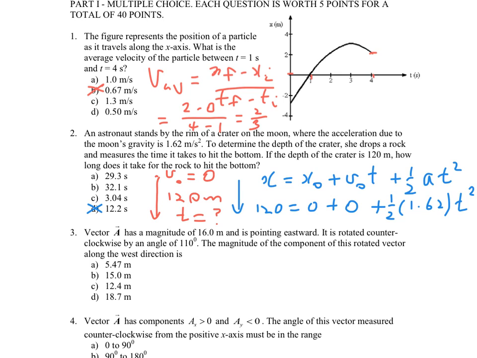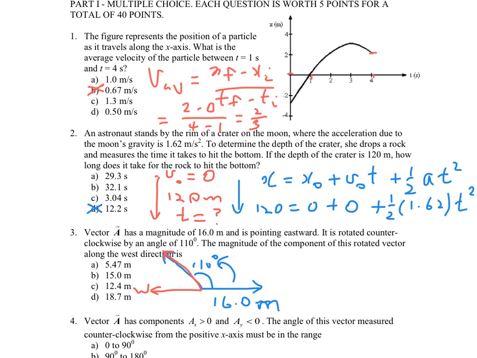Number 3, vector A has a magnitude of 16 meters and is pointing eastward. So I'm going to draw that. Pointing eastward, 16 meters. Now, if you rotate it counterclockwise by an angle of 110 degrees, counterclockwise means in this direction, so you rotate it 110 degrees. So now the vector is this one. Okay, they ask for the magnitude of the component of this rotated vector along the west direction. Now this is the west direction.